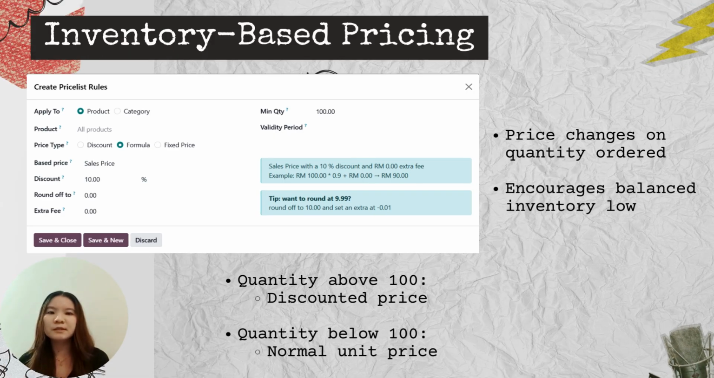Next, for inventory-based pricing, it calculates the price based on the quantity ordered to encourage balanced inventory flow. So for quantity above 100, the unit price for the product is a discounted price, and for quantity below 100, the unit price for the product will be the normal price.